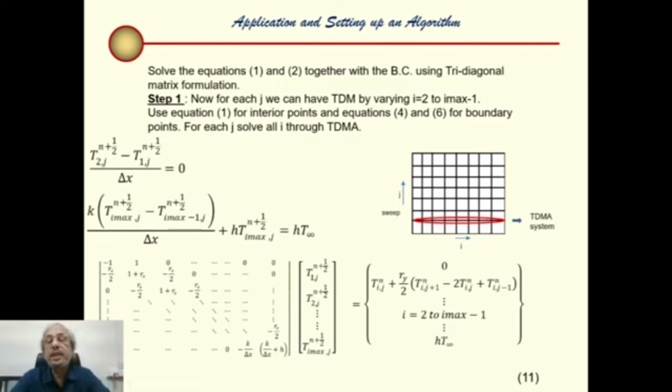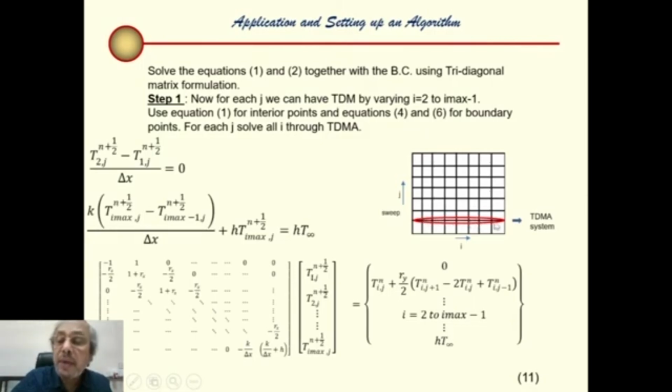Now we will see how we run the sweeps. So solve equations 1 and 2 together with the boundary conditions using tridiagonal matrix formulation. Step 1 is now for each j. So if we are located at this j, each j, we can have a tridiagonal matrix by varying I equal to 2 to I max minus 1.